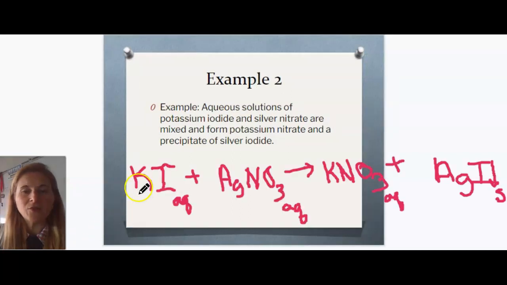Okay, so here we are with potassium iodine. Potassium's a +1, iodine's a -1, so 1-to-1 ratio in solution. Silver is a +1, nitrate, notice we have the polyatomic ion there, is a -1, so 1-to-1 ratio in solution. Will result in potassium nitrate, still a 1-to-1. Potassium's a +1, nitrate's a -1.